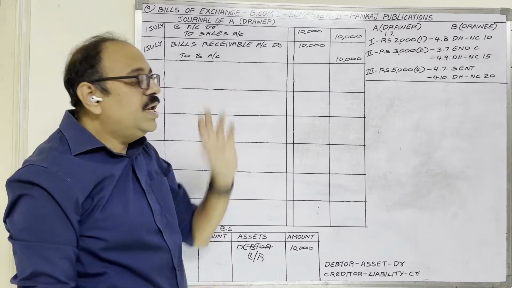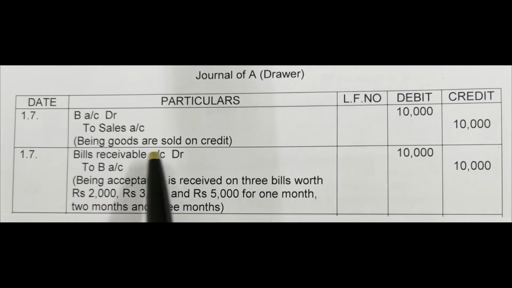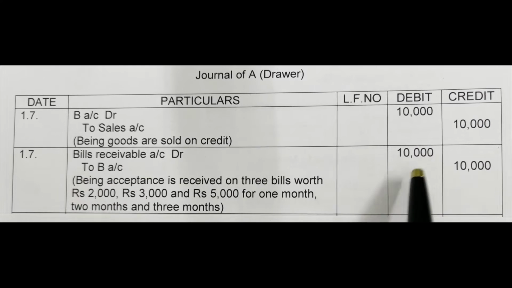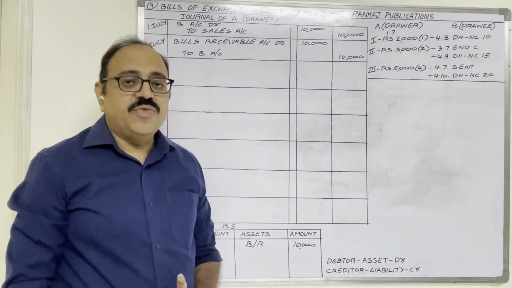In narration, clearly we have to mention about these 3 bills. Date 1st July, bills receivable account debtor to B account 10,000 rupees. Narration, being acceptance is received on 3 bills worth 2,000 rupees, 3,000 rupees and 5,000 rupees for 1 month, 2 months and 3 months.